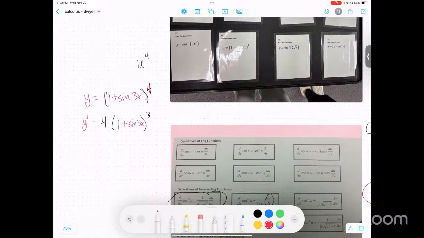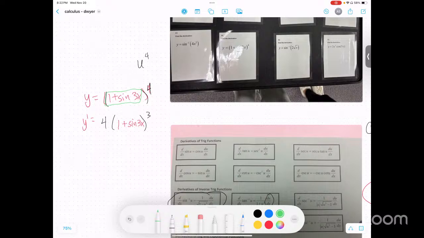So you bring the 4 to the front because it's the outer? Because you have to take the derivative of the outside. That's what the chain rule is. See how there's a function inside a function? The outer function is something to the 4th. The inner function is that thing that I just put a box around in green. So now I have to take the derivative of that thing in the box.